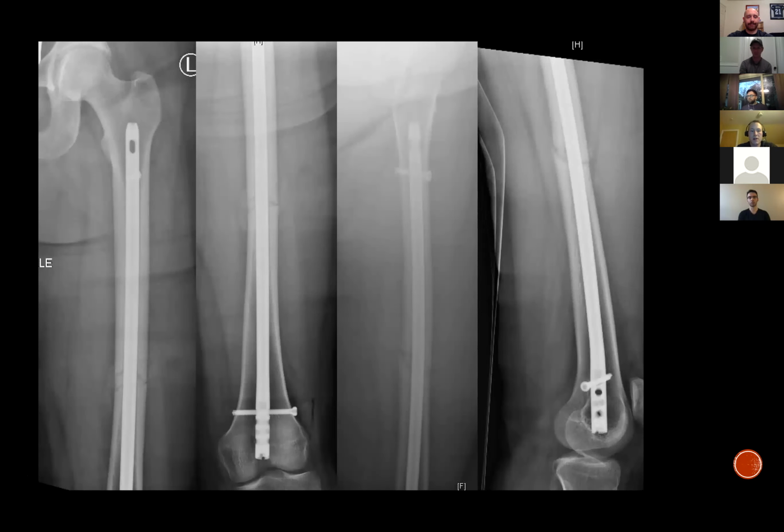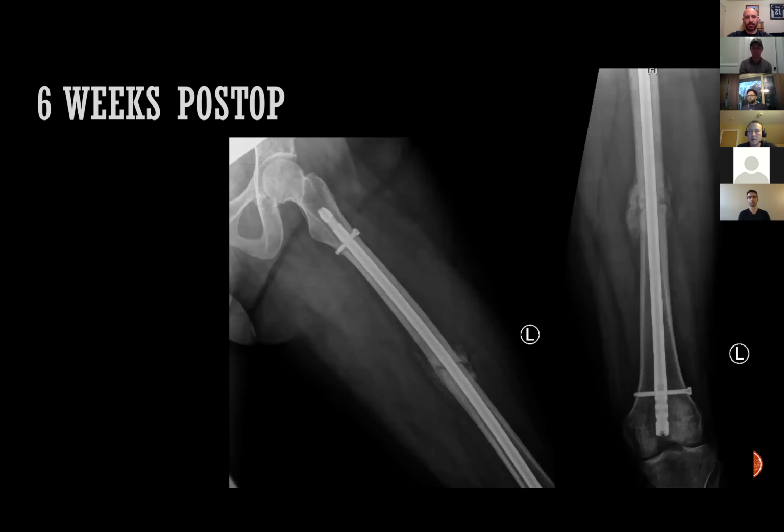Here are her post-op x-rays, nice alignment. Here she is at 6 weeks post-op, just 6 weeks, that's it. And already you can see how much callus she's forming around this.